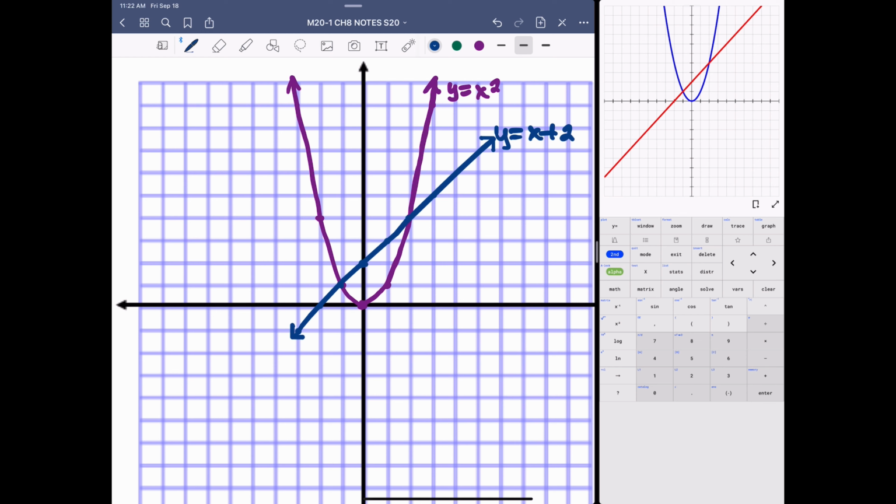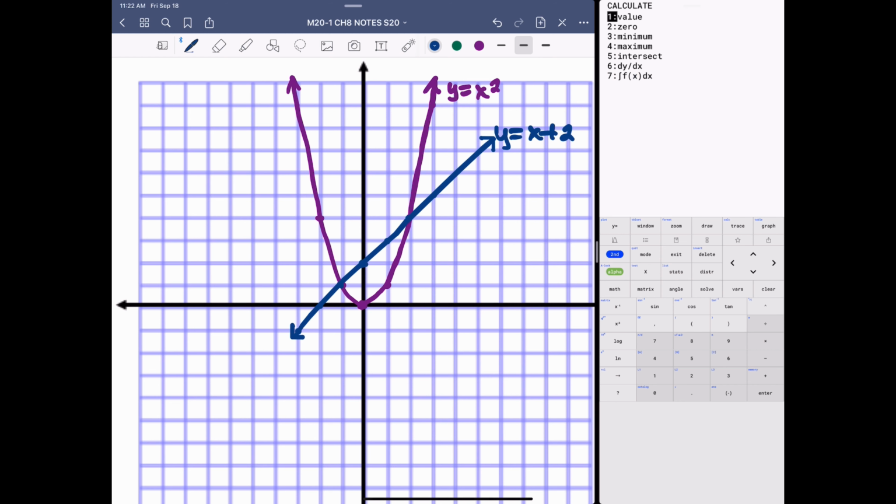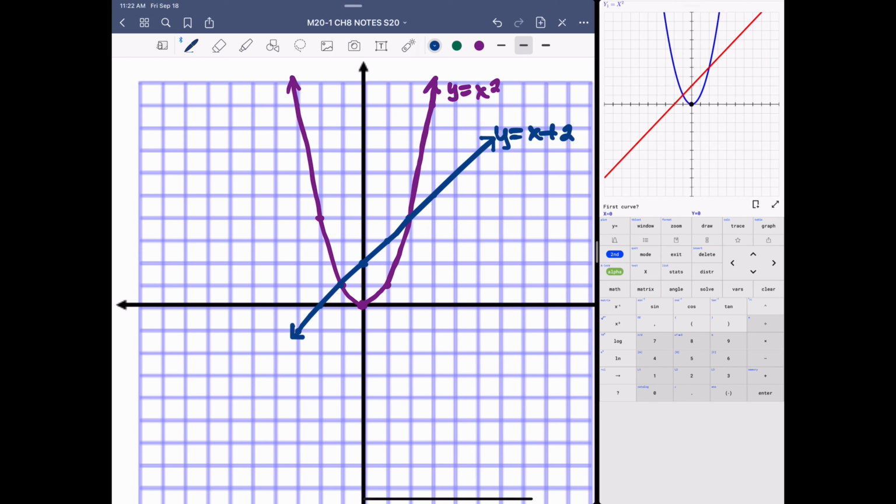We want to find the intersection points. On the TI, second trace always to find information. On the Casio, F5. We want intersection, that's number 5, and on the Casio it's also F5. So hit number 5. On the Casio it's just going to tell you the answer. You use the left-right button to switch between the two answers.